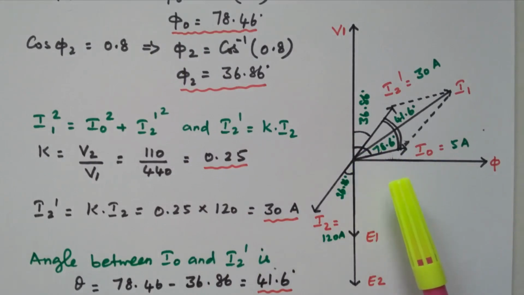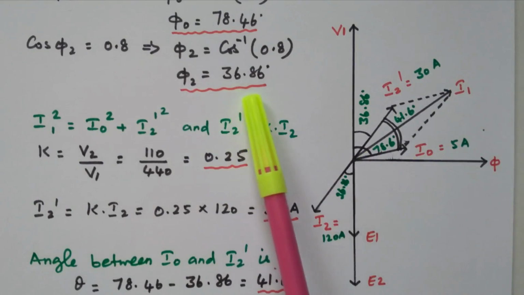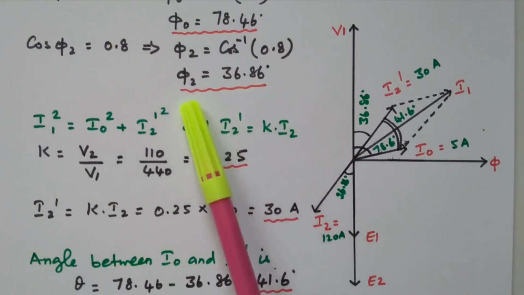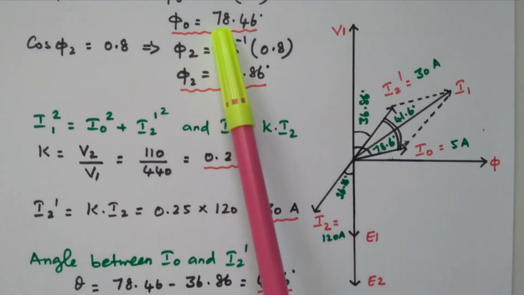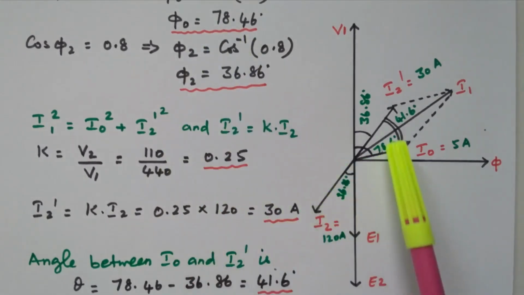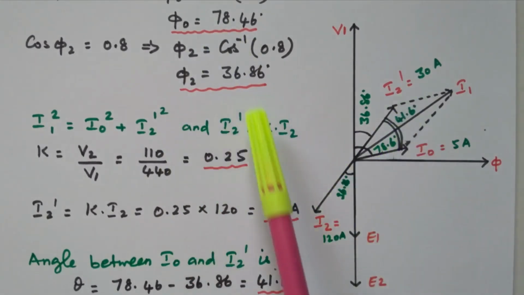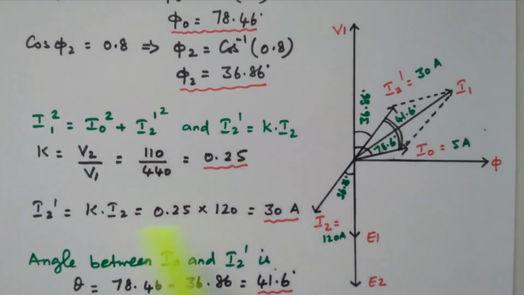Then I2 dash is 30 ampere, we calculated. The angle is phi 2, equal to 36.86, which we also calculated from cos phi 2. So I naught, the no load primary current, is 5 ampere at an angle of 78.6 degrees, calculated from phi naught, and I2 dash is 30 ampere at an angle of 36.86 degrees, calculated from cos phi 2.